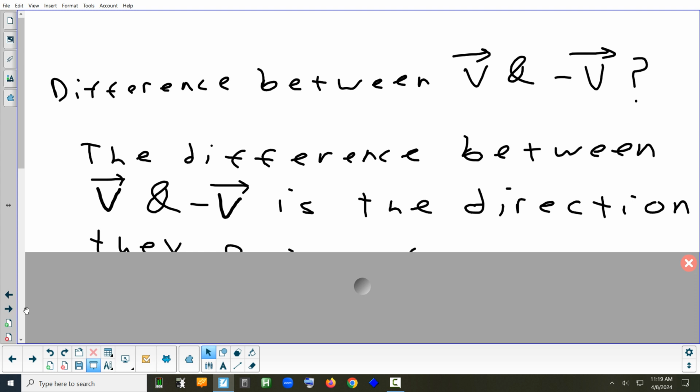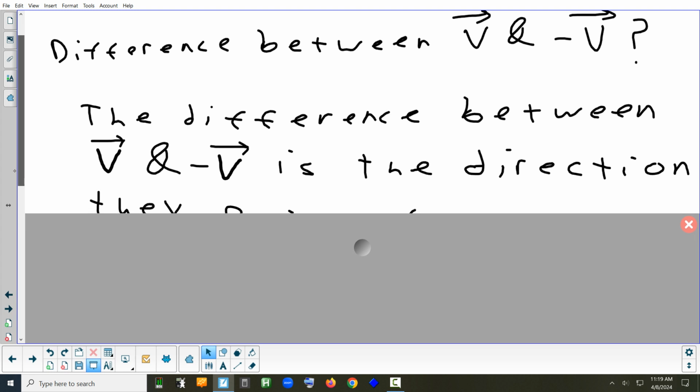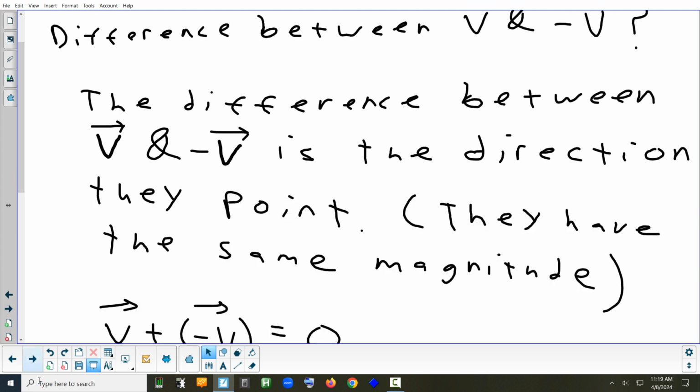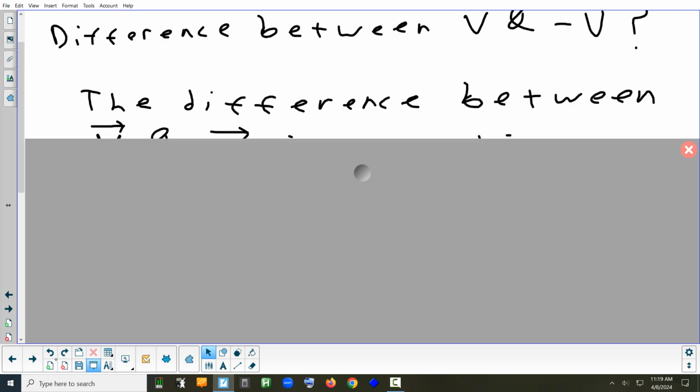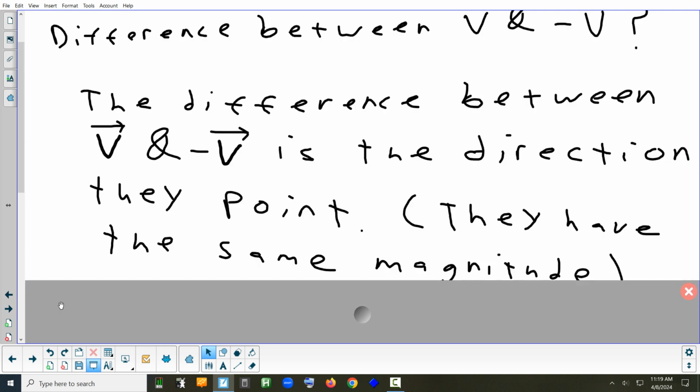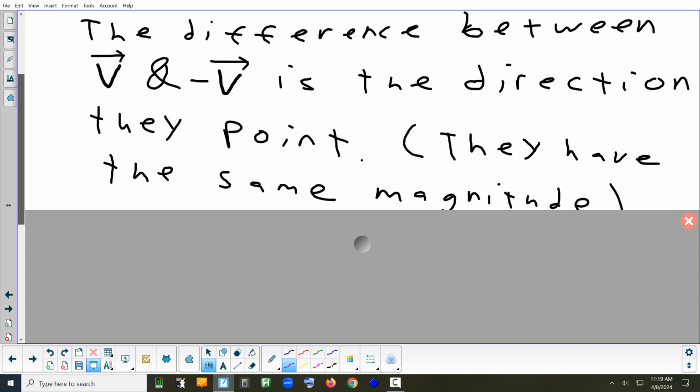What about the length of the vector when you put a negative in front of it? What would the negative do to the length? It would keep it exactly the same. So v and negative v have exactly the same magnitude. They just point in opposite directions. So what would you get if you add those two vectors together? If you combine v with negative v, you would get the zero vector, exactly.